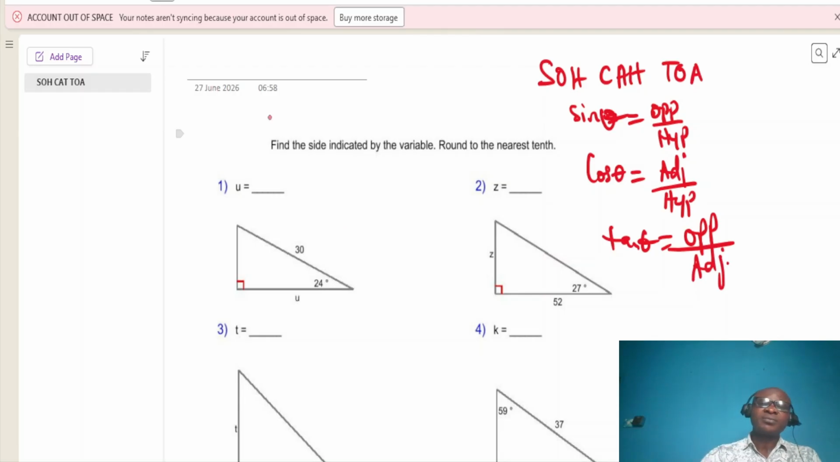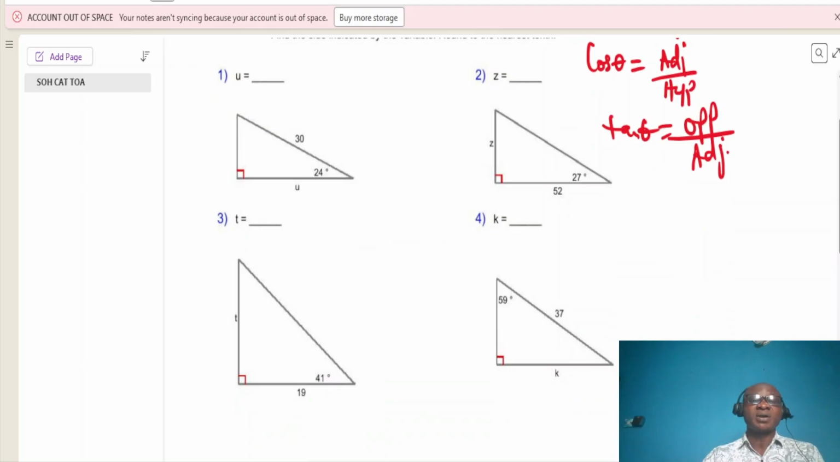Therefore, in solving the questions on the screen, for number one, to find the value of u, I don't need the opposite, because the opposite has no value given. Therefore, I can only work with the side given and the side I'm looking for. Hypotenuse is given and adjacent is what I'm looking for, meaning I am going to use adjacent and hypotenuse. That means cosine can work, meaning cos 24.